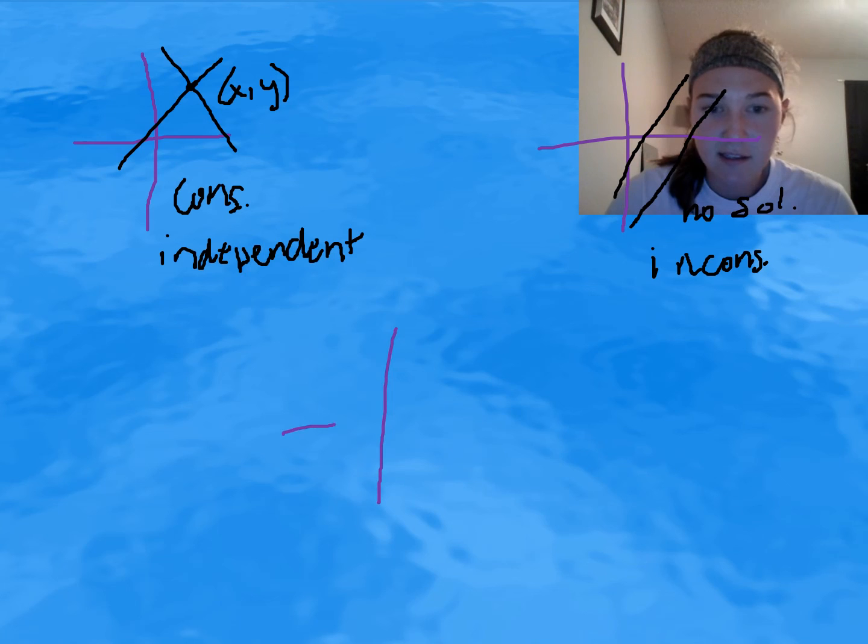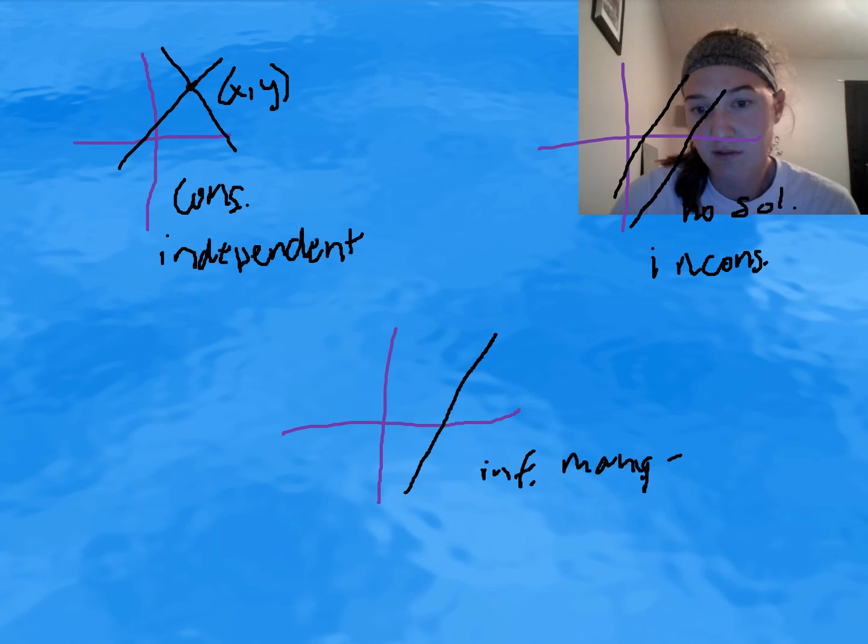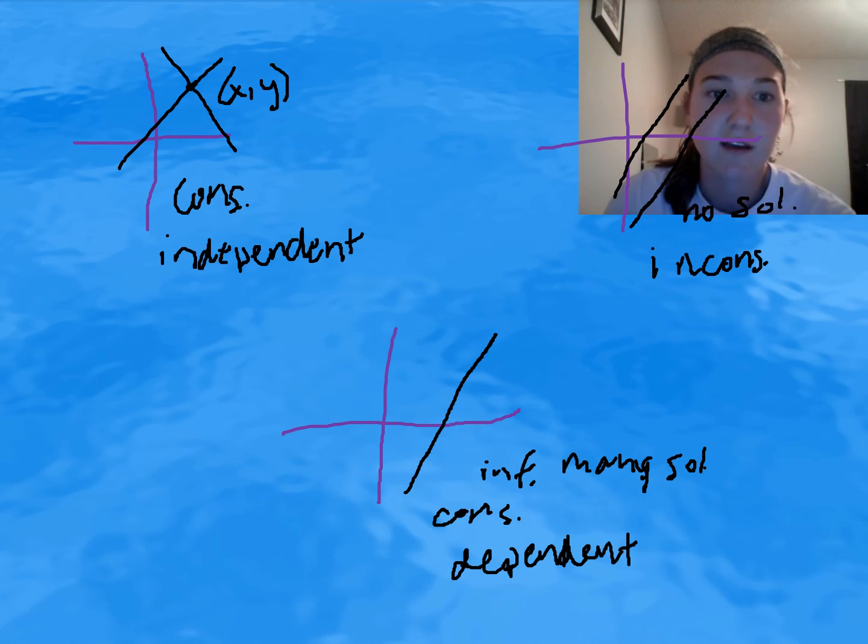And the last case is if we have a system of equations that give us the same line, then we have infinitely many solutions. System is consistent and it is dependent. I can't spell. Okay. Oh, one solution.